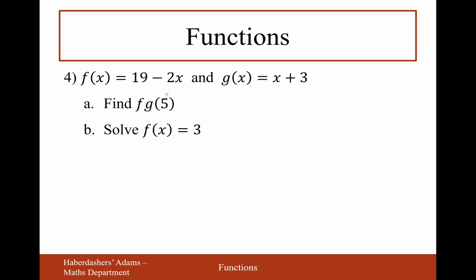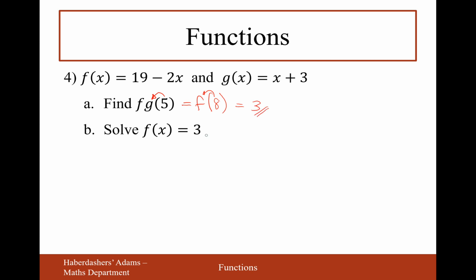Okay, so question A is a composite function question. Put 5 into the g function first. 5 add 3 gives you 8. And then put 8 into the f function next. That's going to give you 19 minus 16, which gives you 3.